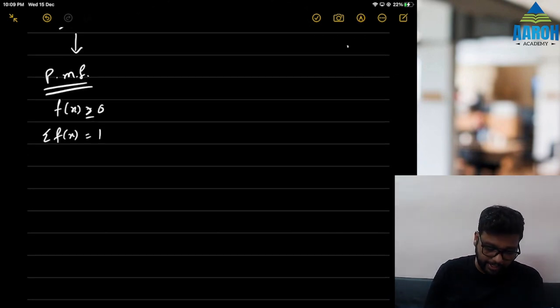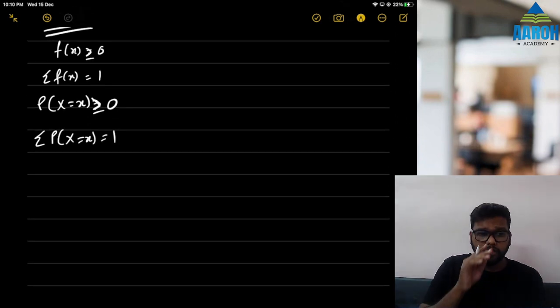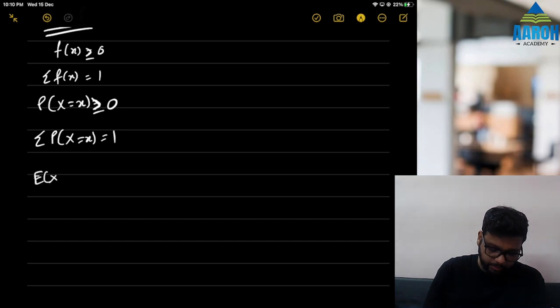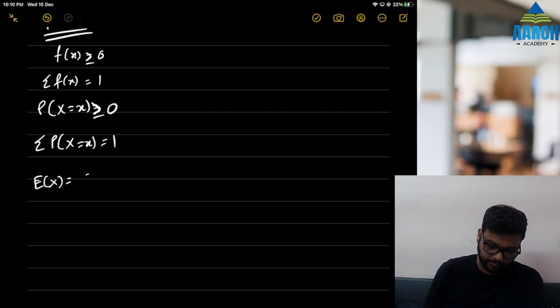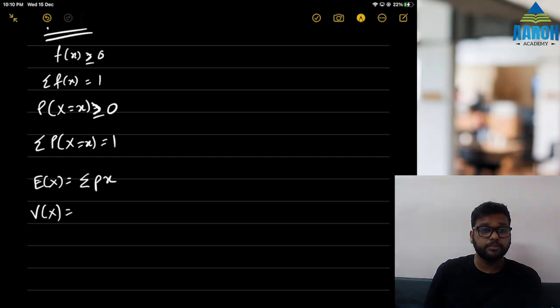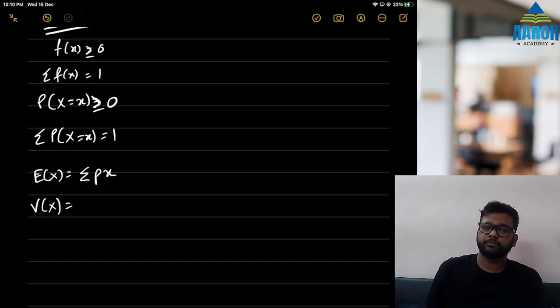be 1. Or instead of f of x, we generally write it like this: probability that X is equal to x is greater than or equal to 0, and summation of probability is equal to 1. Fine. One more point to note here is that expected value of x can be calculated as variables into probability, that is summation of p x, and variance of x can be calculated as the square into p minus e of x square, and that is good.